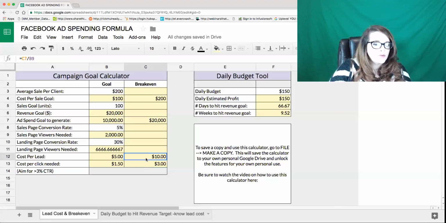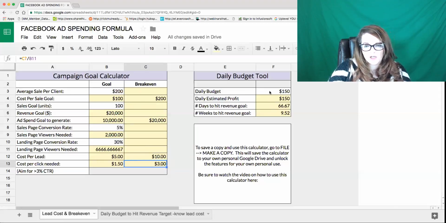It also gives you a break even. So as long as you're spending $10 or less per lead, you're making money. As soon as that creeps over $10 or more per lead, then you're losing money on this campaign. So really and truly, you can look just at this number right here and know for sure that you are going to be meeting your goals as long as these numbers hold true, right? And cost per click, same thing. Your break even is $3 or less.